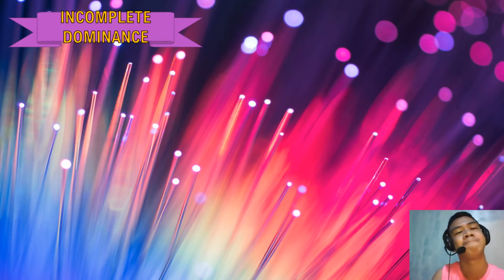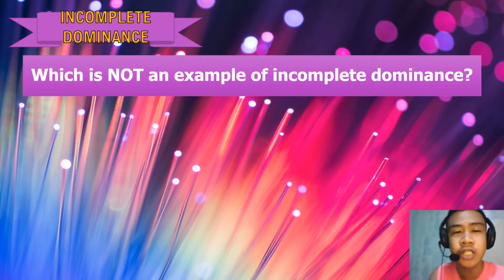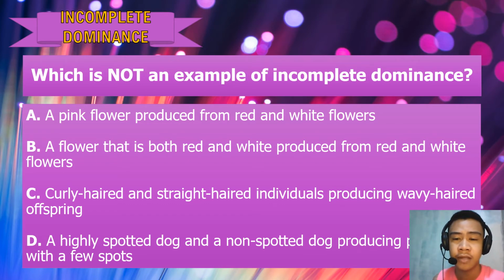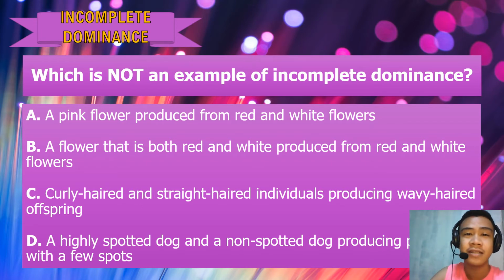So let's test. Which is not an example of incomplete dominance? A. Pink flower produced from red and white flowers. B. A flower that is both red and white produced from red and white flowers. C. Curly-haired and straight-haired individuals producing wavy hair. D. A highly spotted dog and a non-spotted dog producing puppies with a few spots. Go. Okay, what is your answer?